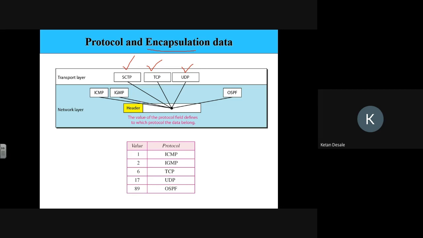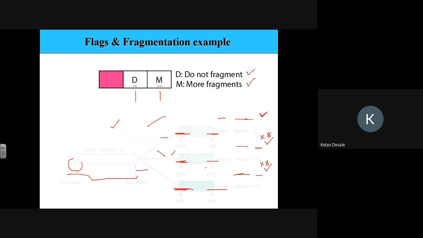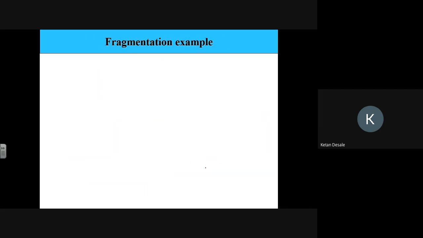So if this field is represented by 1, the data is encapsulated with the help of ICMP packets. If it is 2, then it is IGMP. So these values will indicate with the help of which protocol the data is encapsulated. Understood? So I'm now going for the exercise mode.